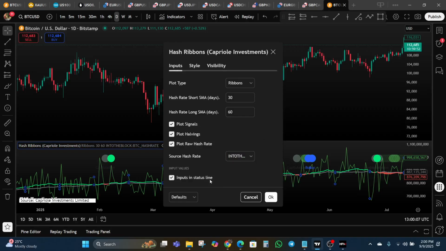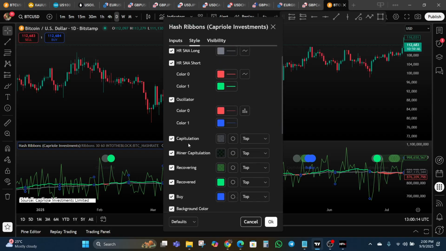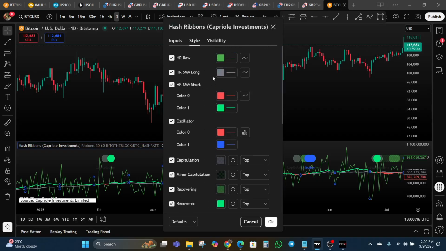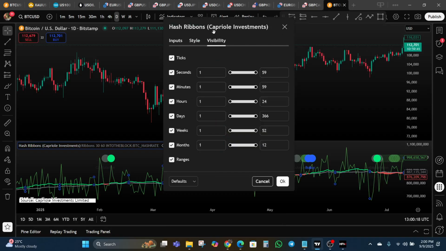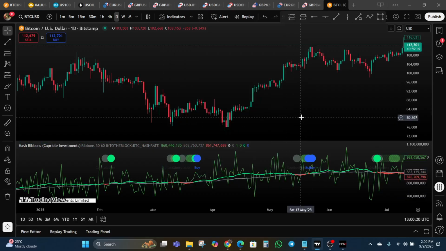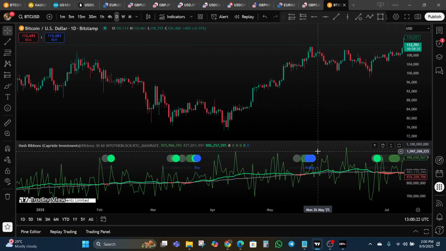Then you can decide if you want to see the inputs and status line. You can also see the coloring. You can modify the colors according to your taste, and this is for visibility and all of that. So this indicator can be helpful.